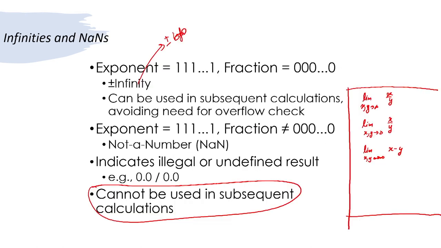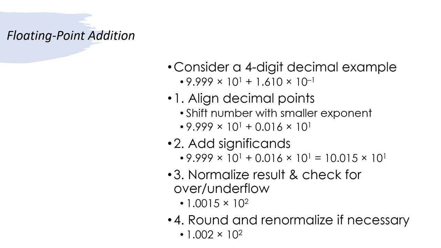So, now, having described floating point numbers completely, let us discuss an example. How do we add floating point numbers? Obviously, we will talk about multiplication as well, but let us first consider floating point addition. Consider a 4-digit decimal example, where we want to add 9.999 into 10 to the power 1 to 1.601 into 10 to the power minus 1. So, this is what we want to do. This is, we know, 99.99, and this is 0.1601.